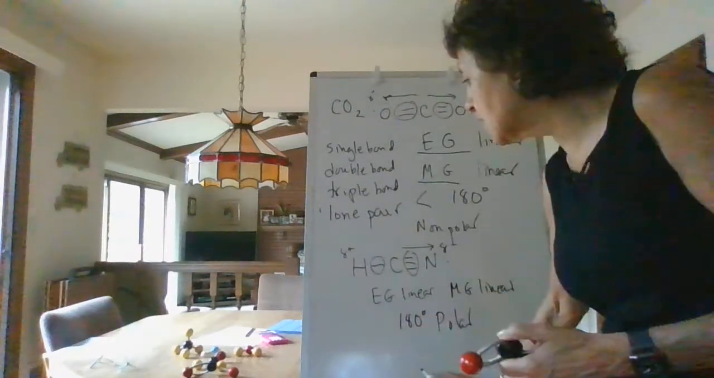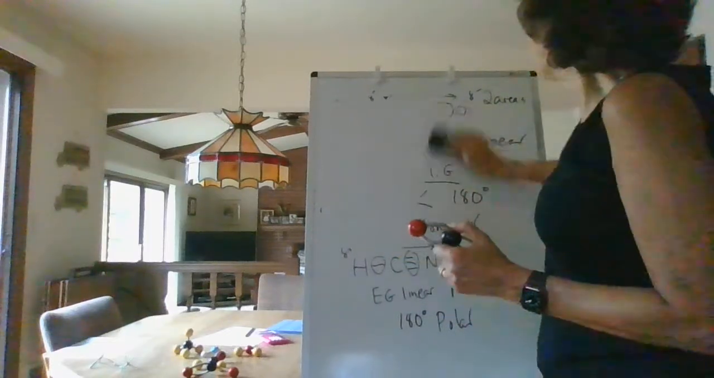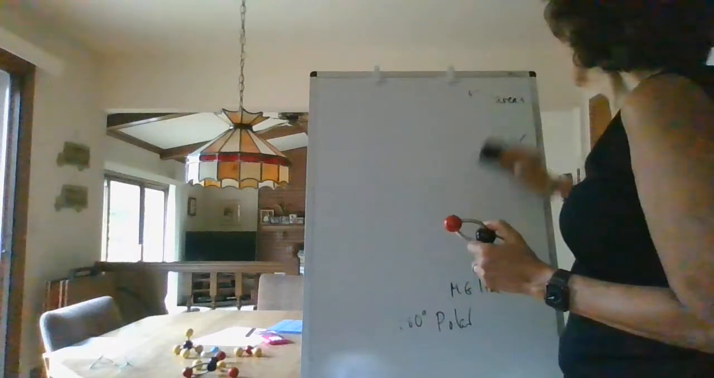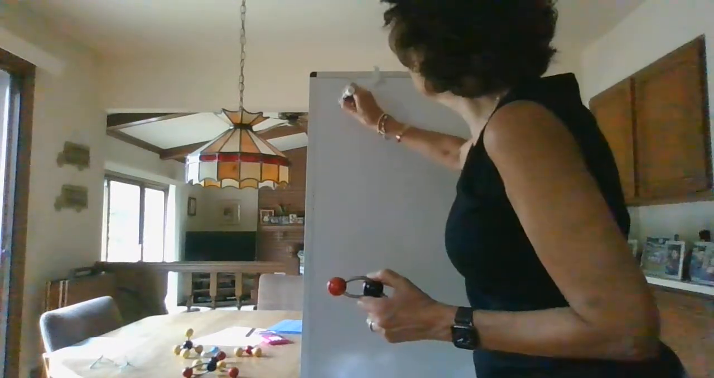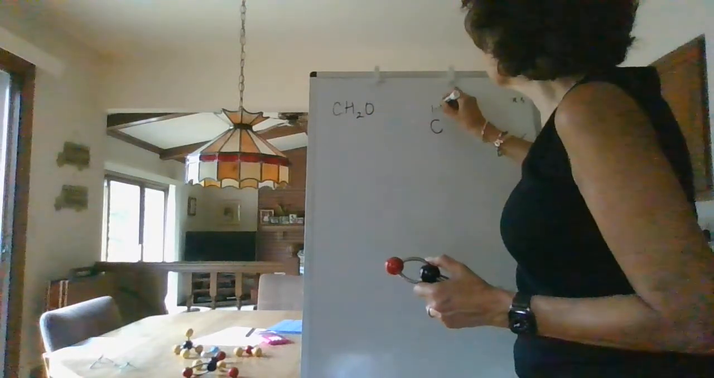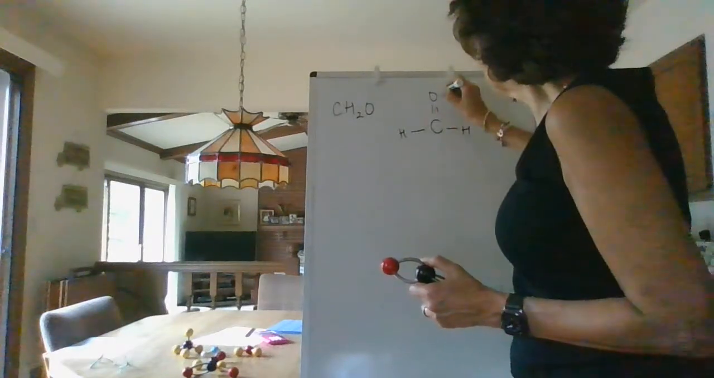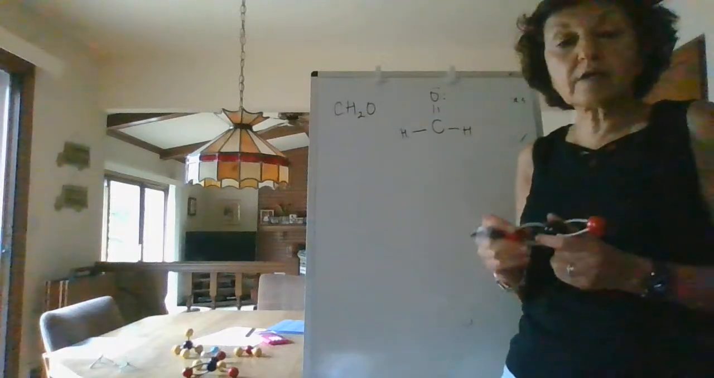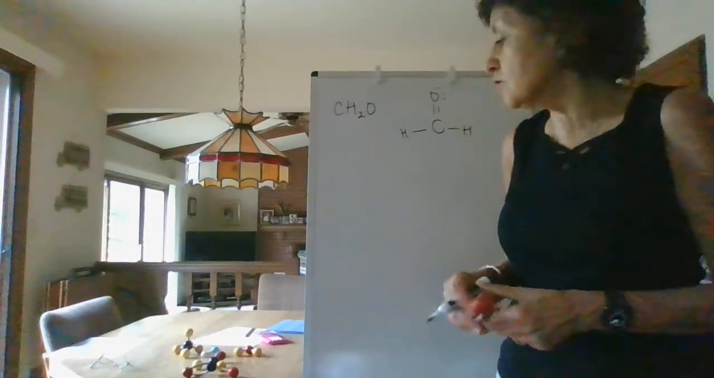Okay, now let's do the next one. Formaldehyde is CH2O, and formaldehyde's Lewis structure, so let me just write this down, CH2O. Formaldehyde's Lewis structure is this. When you crunch the numbers, this is what it's going to look like. Again, practice S is equal to N minus A. You will see that this is what it's going to look like.